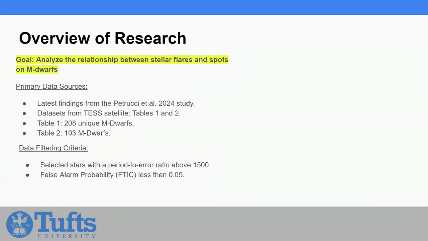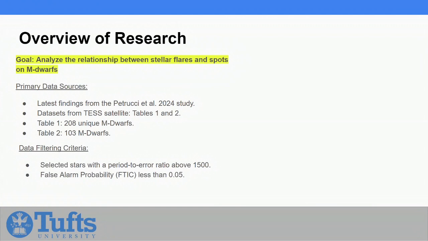or noise. A high period to error ratio often correlates with statistical significance, implying that the likelihood of the period being a spurious detection due to random fluctuations is very low. This is really important for studies where accurate periodicity informs critical conclusions.